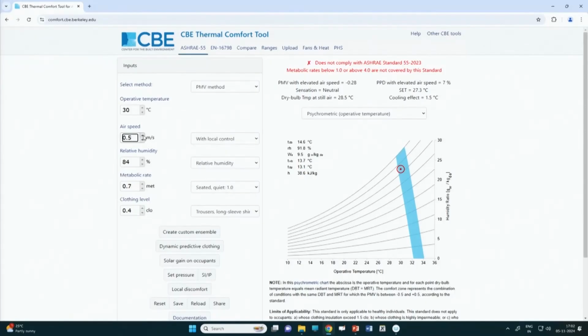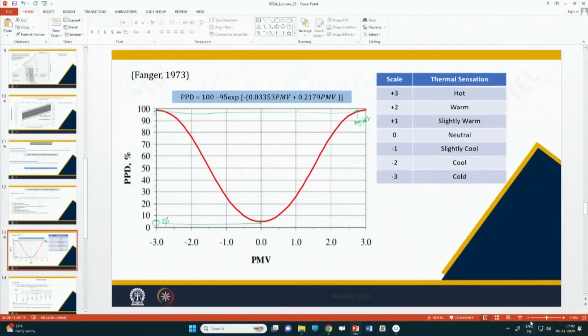If you increase the air speed too much, you feel slightly cooler, and again if you decrease the temperature too much, you will be cold. It will be very cold. 16 degree temperature with 1.7 air speed will be really very cold. So, that way we can think this can be a very interactive kind of curve.